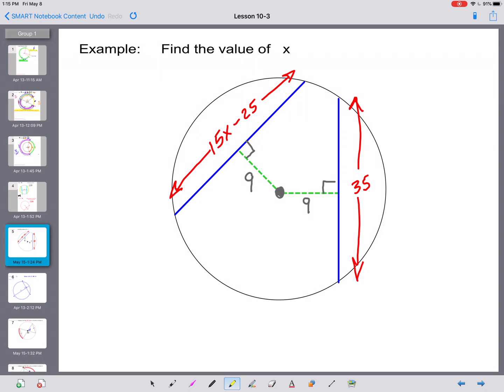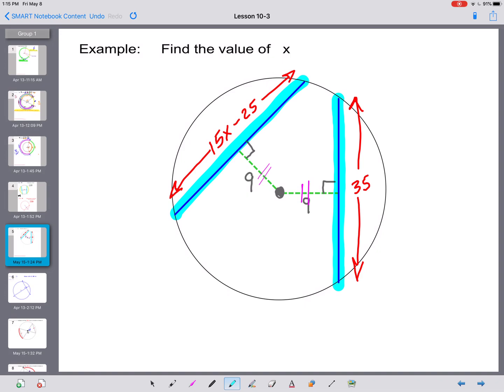Okay, it says find the value of x. Well, what do we got? Look at the 9s. Those two chords, and they're not just any distance, they're the perpendicular distance. They're the same. If they're the same, then what do we know? We know that these two chords are going to be the same length.